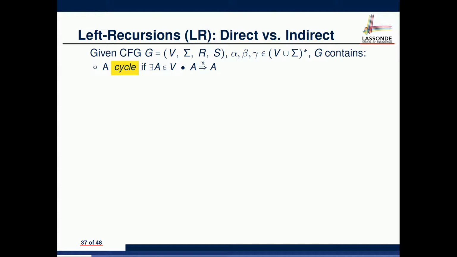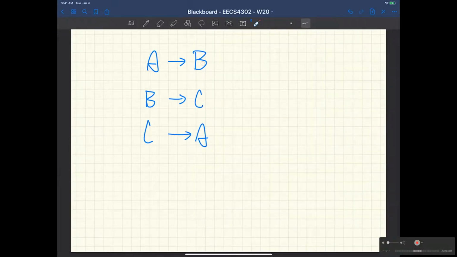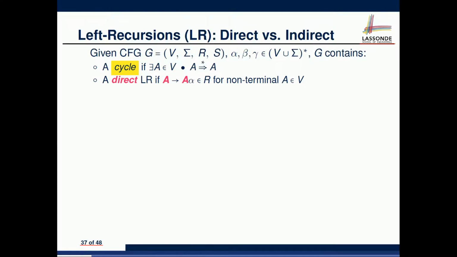Actually, in the slide, it's not the regular expression star and plus. It's just star represents an arbitrary number of steps in the derivation. Let me double check with this definition here, and then I'll see if I need to fix it. But the idea would be such a thing, for example, is like a cycle. Okay, good. Okay, what about direct left recursion?